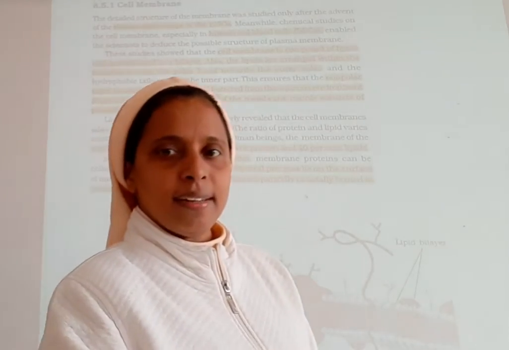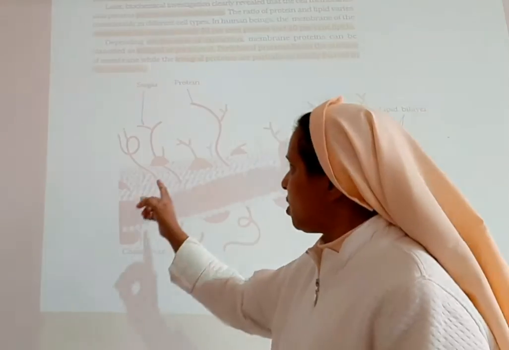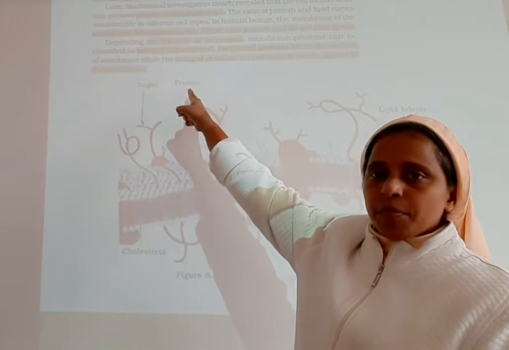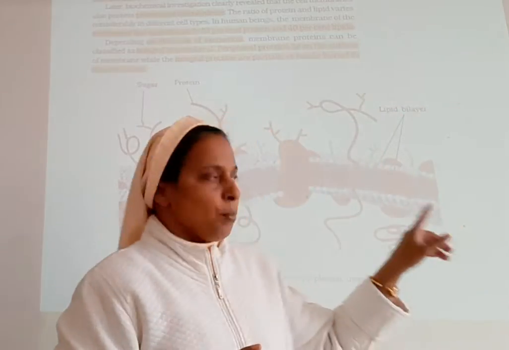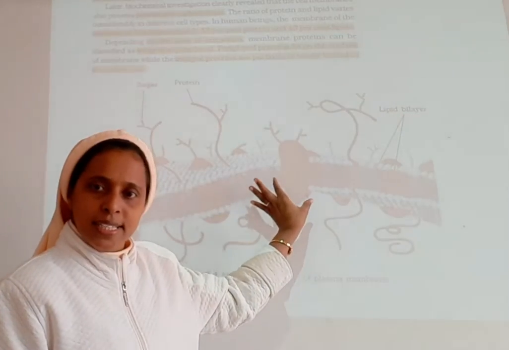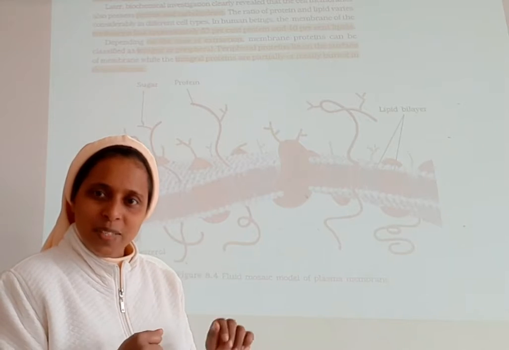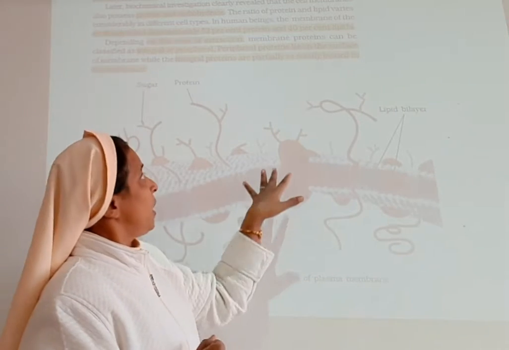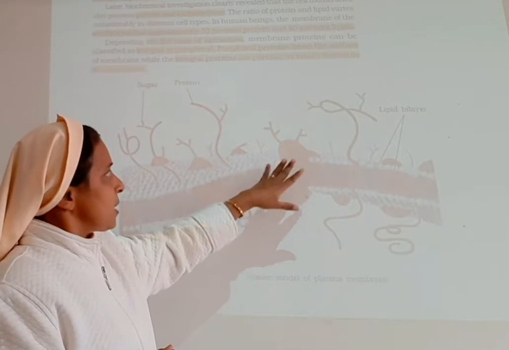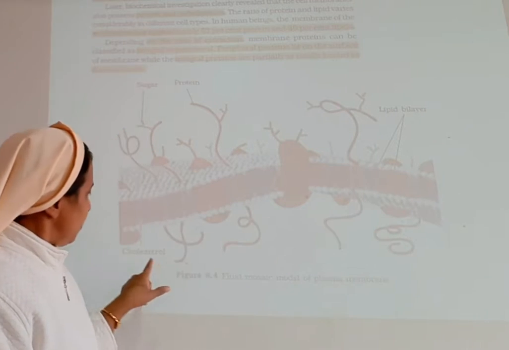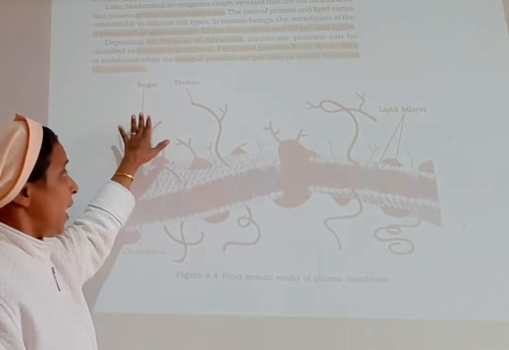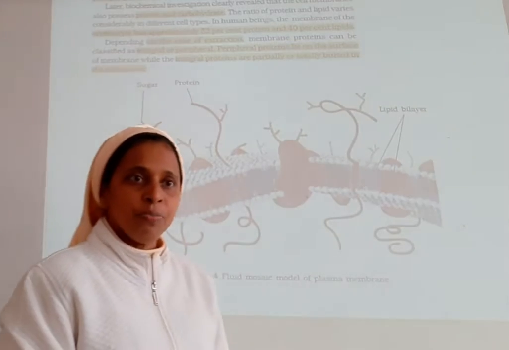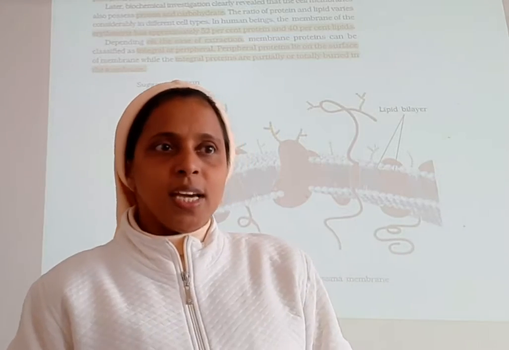As you can see here in the image, it is clearly shown. The protein that is in the peripheral region is mentioned as peripheral protein, and the protein that is inside the membrane, integrated together, is mentioned as integral protein. Here we can see the lipid bilayer, the yellowish structure is the lipid bilayer, and the sugar we can see in the peripheral region. So this is the fluid mosaic model of the plasma membrane.